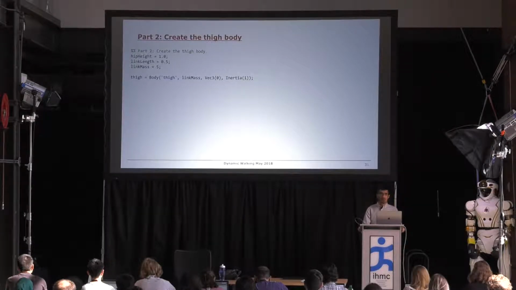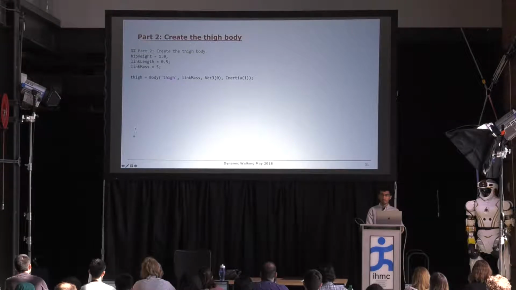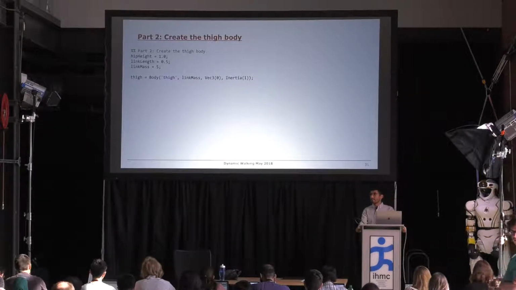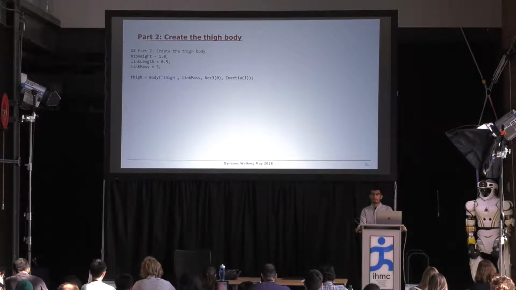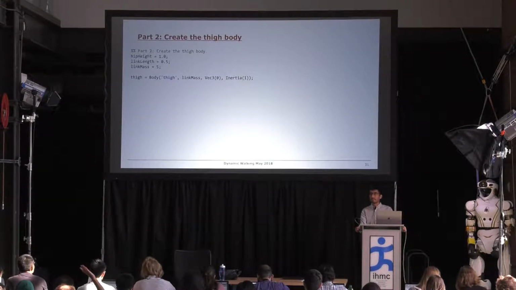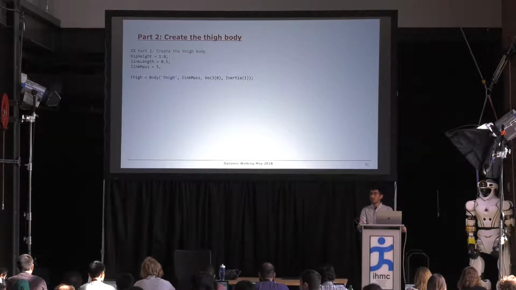Then to create a body, we use the body class constructor, and that takes 4 arguments: a string name for the body, the mass, the center of mass, in this case just at the origin of the body, and an inertia tensor. And then we assign that to a variable thigh. So go ahead and do that. Oh, OK. Are all these units SI? Yes, OpenSim uses SI units.